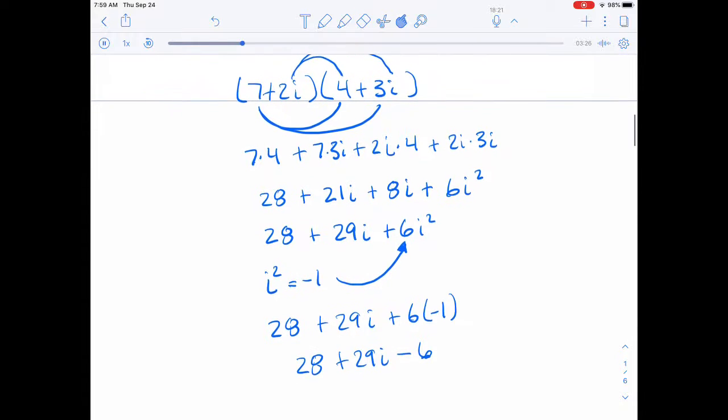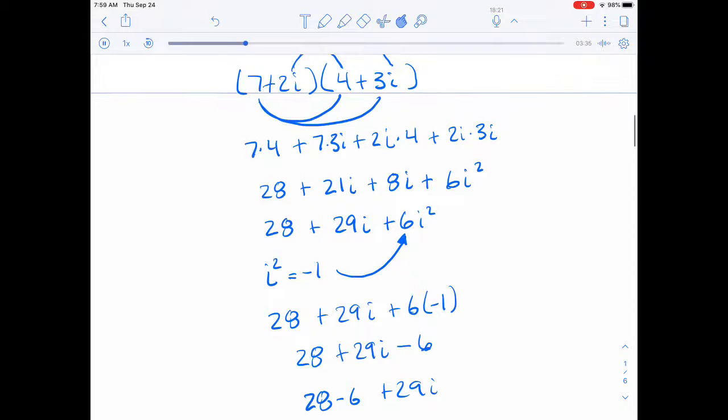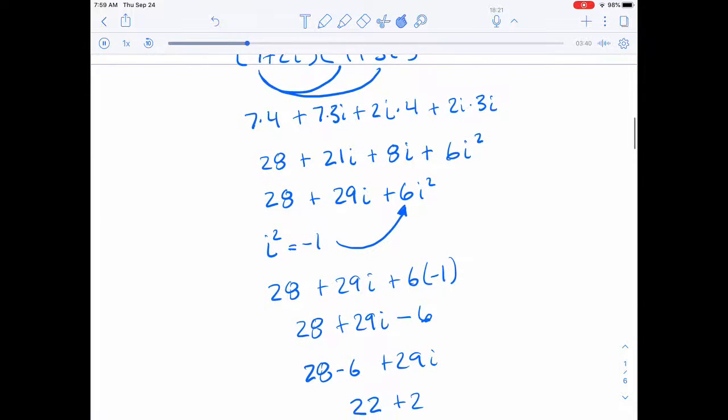Let's combine our like terms, which is 28 minus 6 plus 29i. So our final complex number is 22 plus 29i.